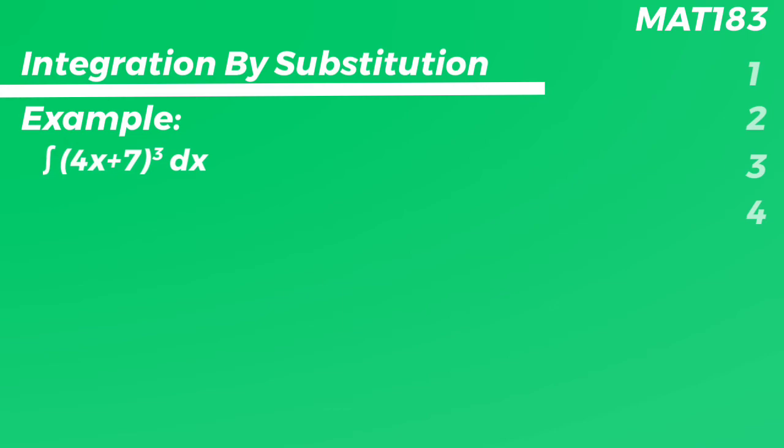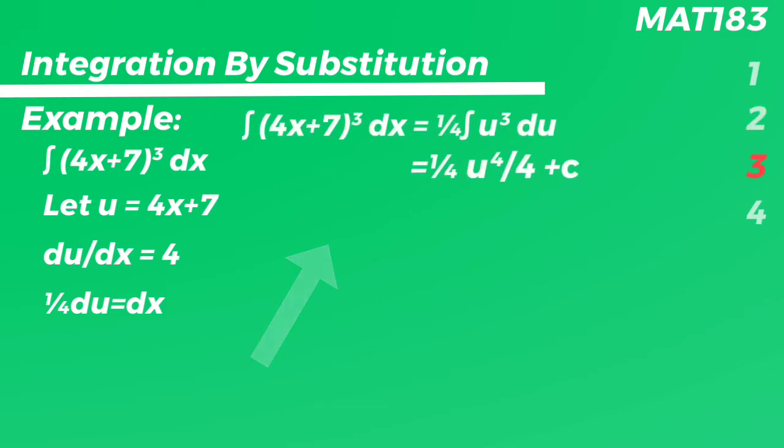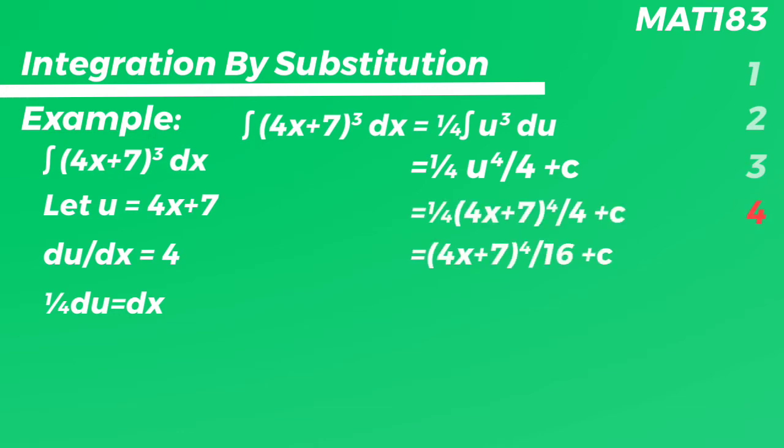Here is an example. First, we substitute the composite with a variable. We are using u for this question. Secondly, we differentiate u with respect to x and then we substitute dx in terms of du. Next, we integrate the function with respect to u. And finally, we substitute u in terms of x.